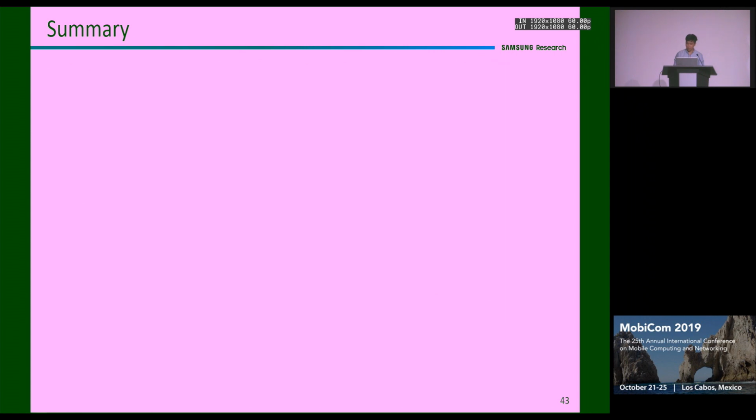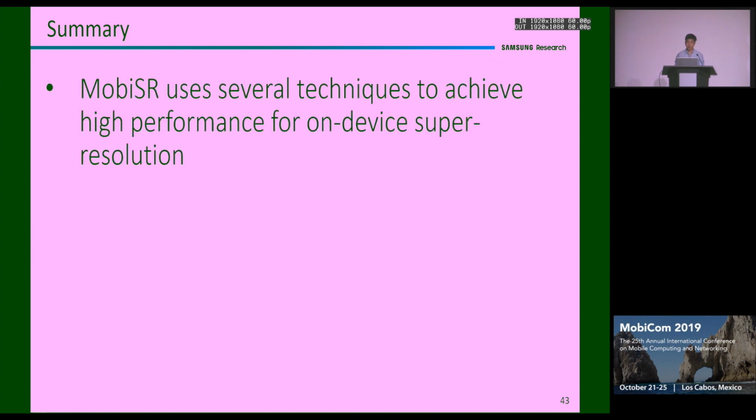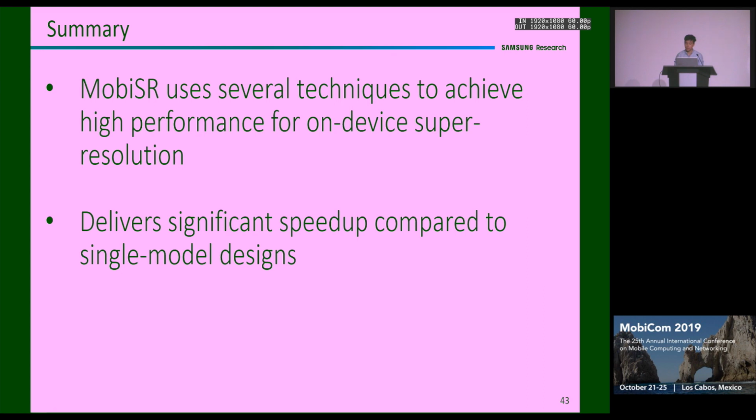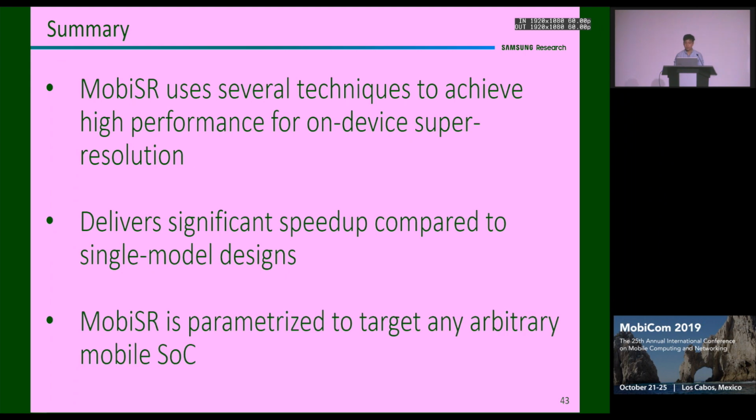Just to summarize, we went through how the framework exploits the available compute engines and how it schedules based on the upsampling difficulty of each image. We also show the gains of using our framework through the generation of a two-model processing system. Lastly, the methodology is extensible for any mobile SoC with heterogeneous compute engines. So MobiSR, which is a framework, can still be used to take advantage of newer emerging platforms.